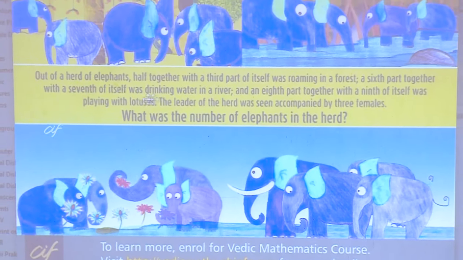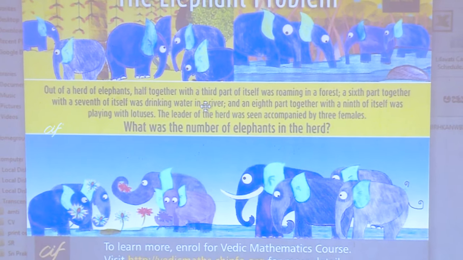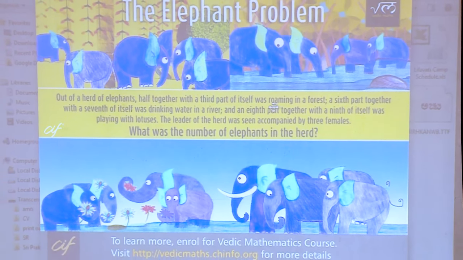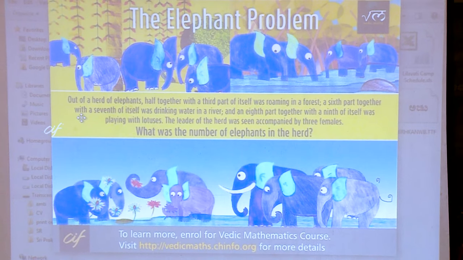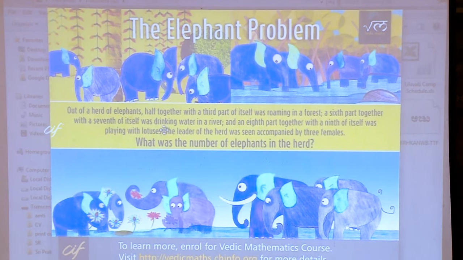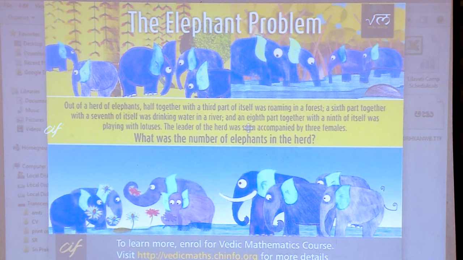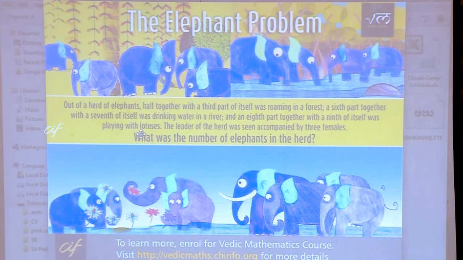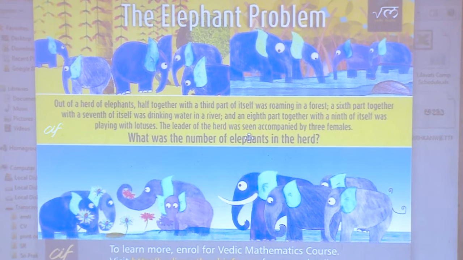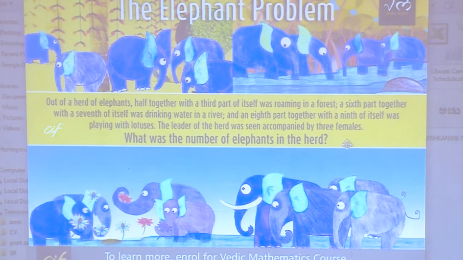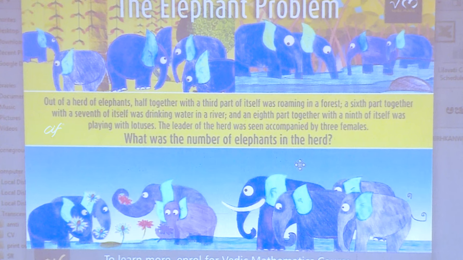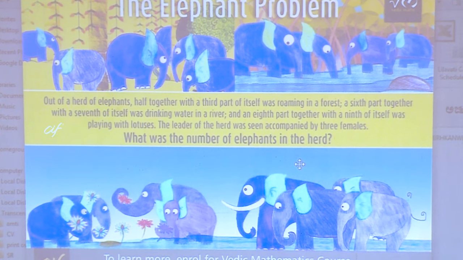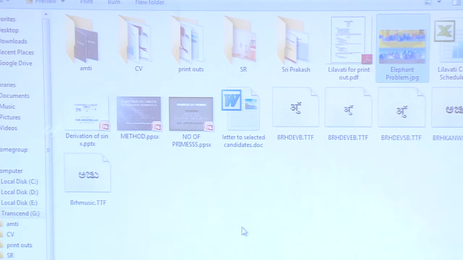Out of a herd of elephants, half together with a third of itself was roaming in a forest. A sixth part together with a seventh of itself was drinking water in a river. And an eighth part together with a ninth of itself was playing with lotuses. The leader of the herd was seen accompanied by three females. What is the number of elephants in the herd? Can anybody take down this after the class? I will write the solution. Yes. Let's come to the solution.